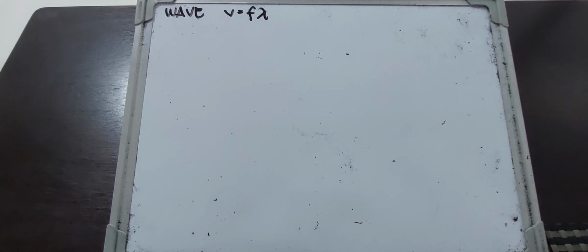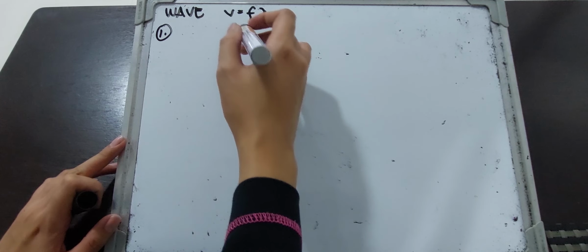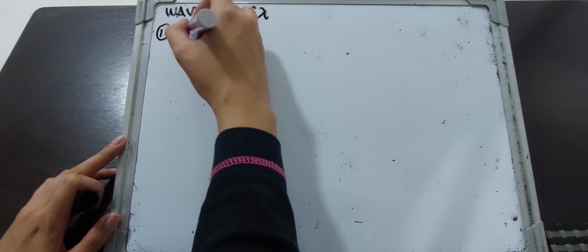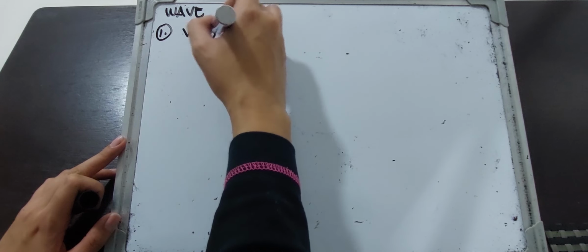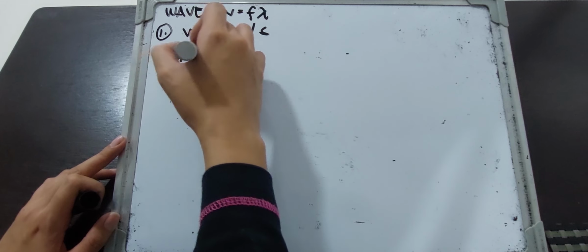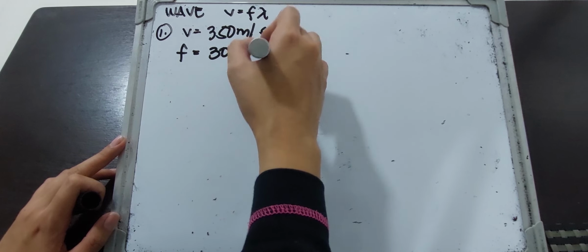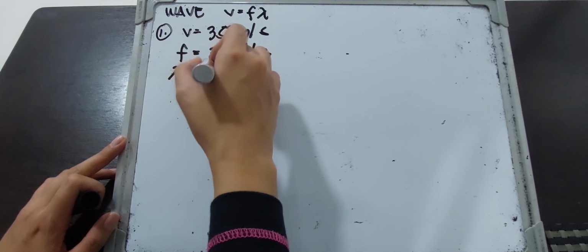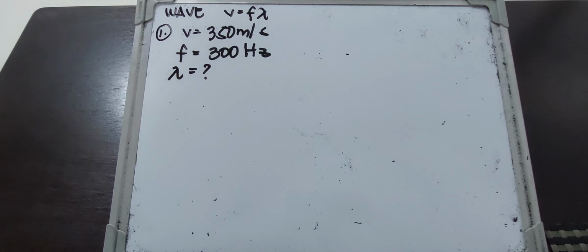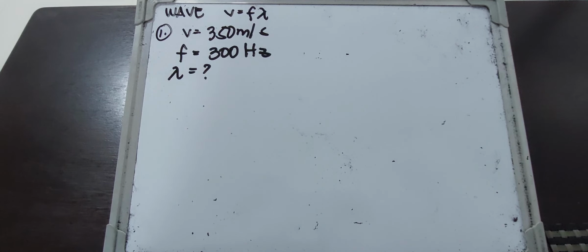So, number 1, determine the wavelength of the sound wave if the sound from a trumpet travels at a speed of 350 meters per second in air and if the frequency of the note played is 300 hertz. Again, determine the wavelength. Gaano daw kalayo yung dalawang crest or troughs if the speed of sound is 350 meters per second and if the frequency is 300 hertz.